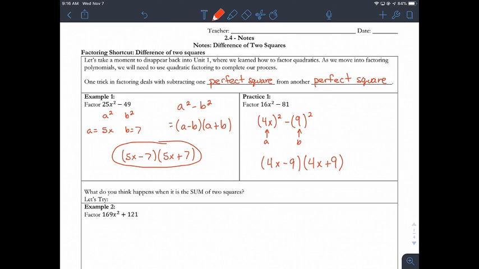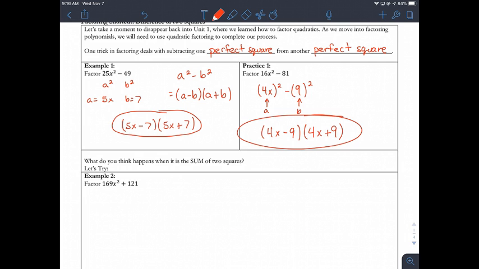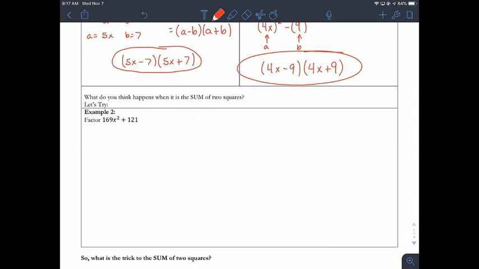That's the difference of two squares. This is that simple every single time you do it. If you can figure out your a value and your b value, then just plugging it into the formula gives you your answer. So what about the sum of two squares?